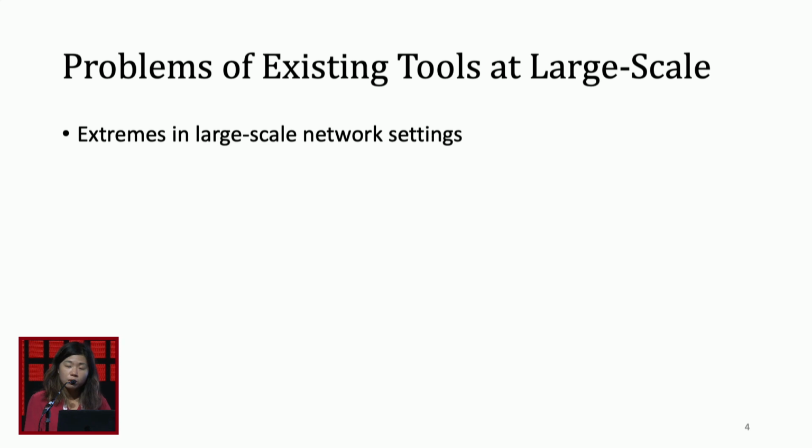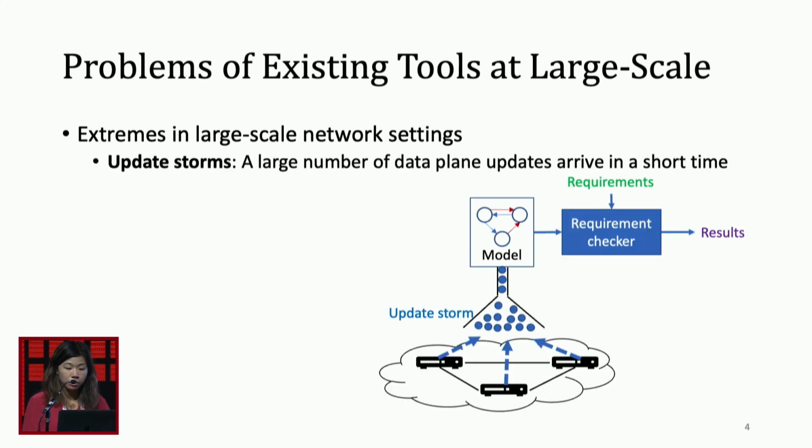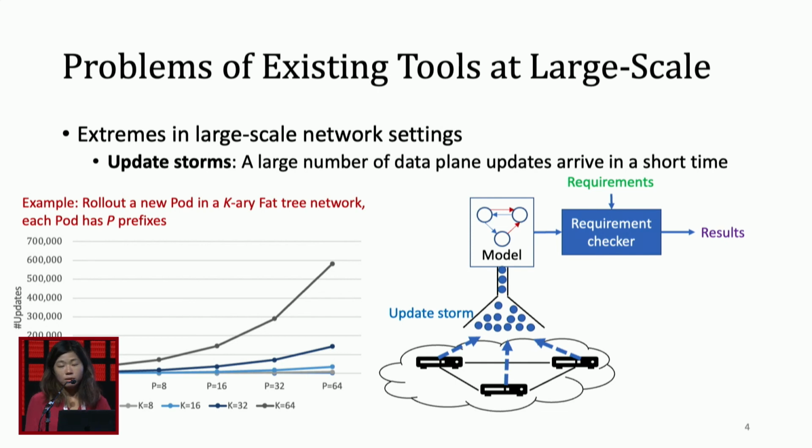However, in this work, we found that there are 2 gaps in all of the existing data plane verification tools. The first one is that none of them can handle very fast updates. We call it update storms. Basically, this is a large number of data plane updates that arrive in a short time. And this is very common in typical production.